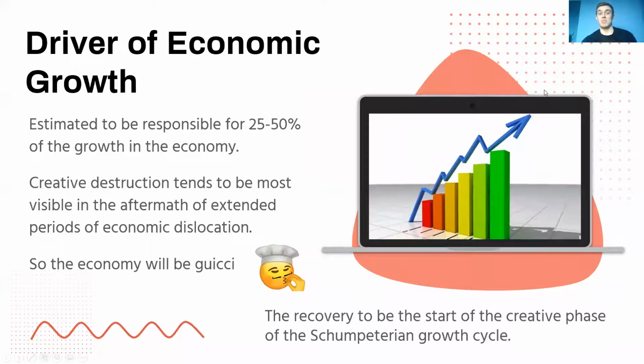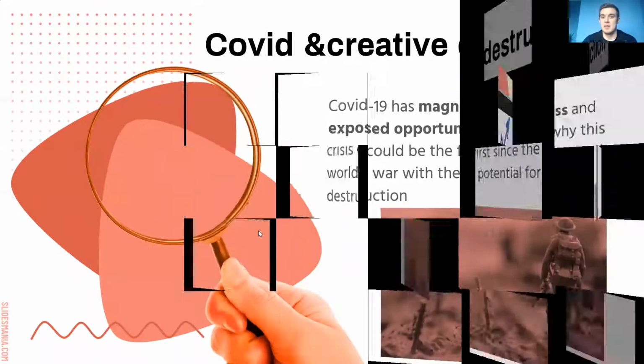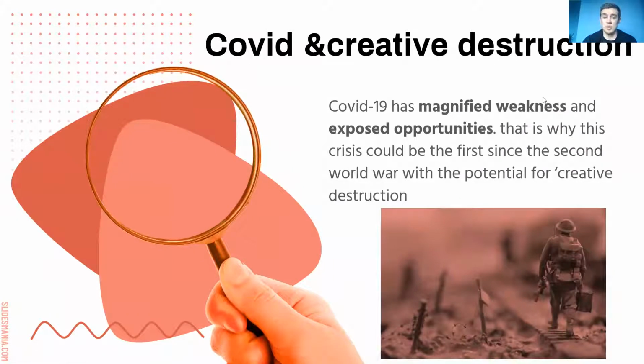So yeah, why is this good for us essentially? It is estimated to be responsible for around 50% of the growth in the economy. 25 to 50% depending on the study, there's tons of studies and it's economics, they all contradict each other. It tends to be most visible in the aftermath of economic dislocation, so recessions, and possibly at the moment, we've had a lot of issues with COVID. So hopefully this will help show opportunities in the economy. Yeah, COVID has magnified weaknesses and exposed opportunities. It's argued that it's like the biggest shock since the Second World War.